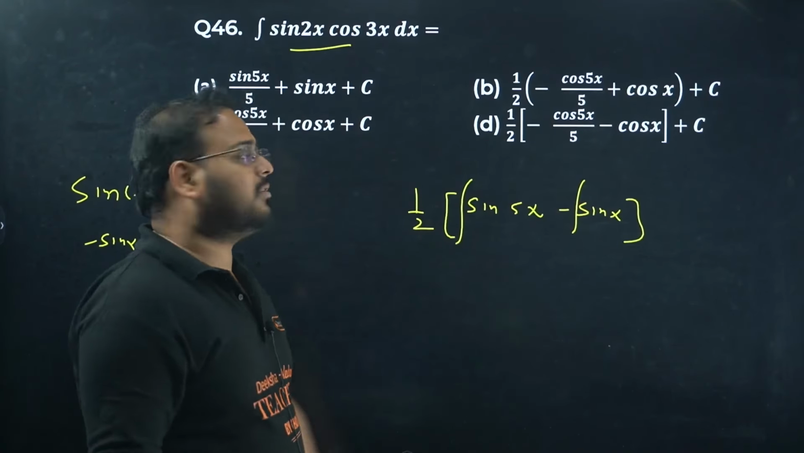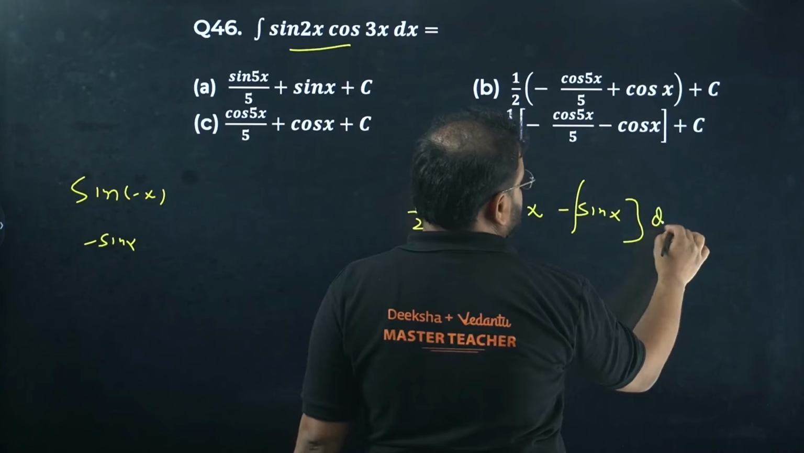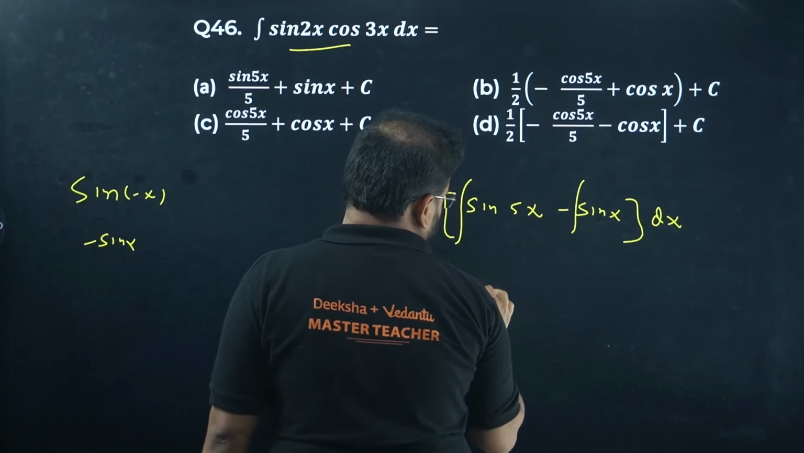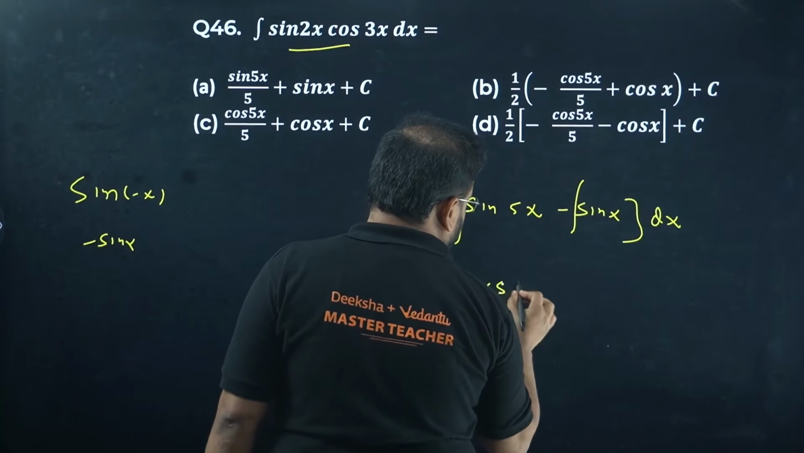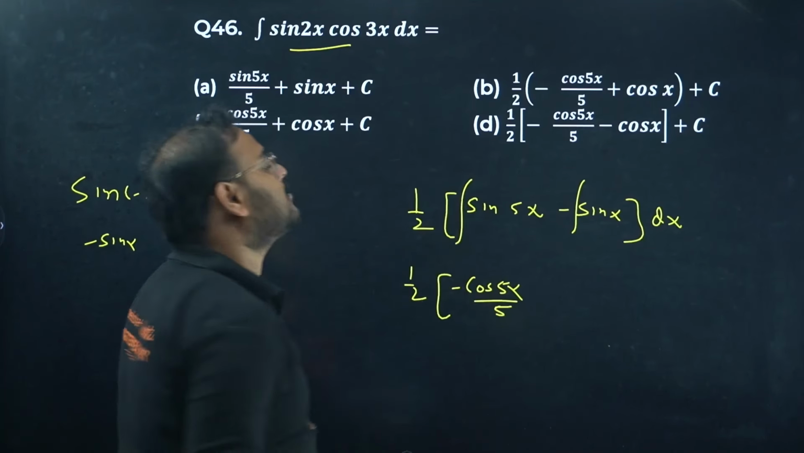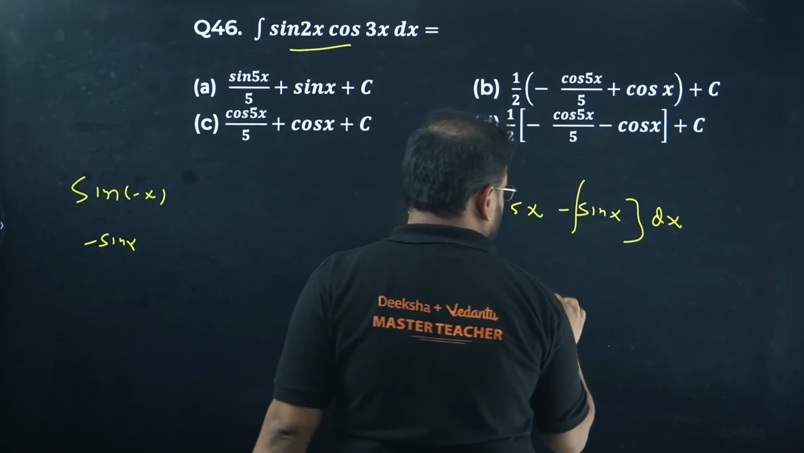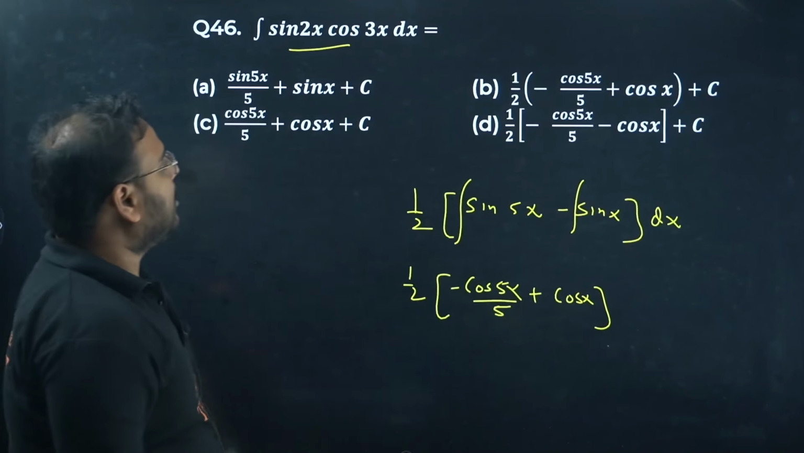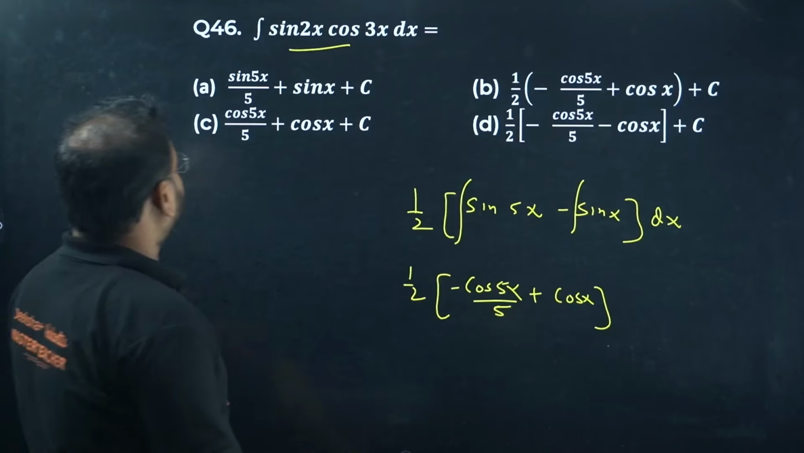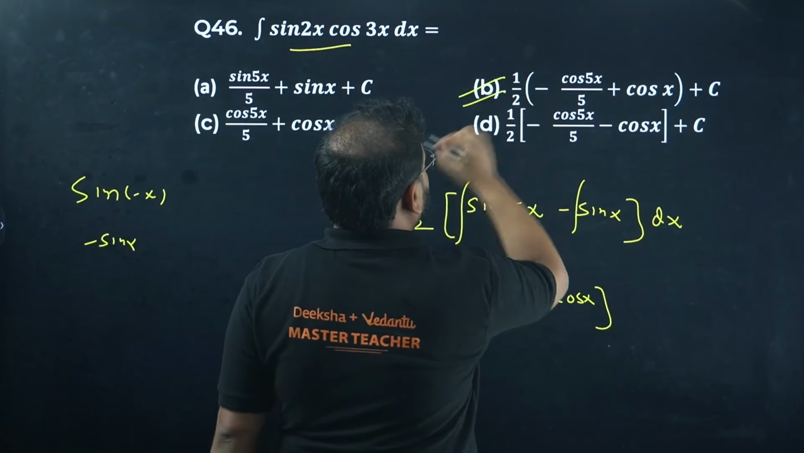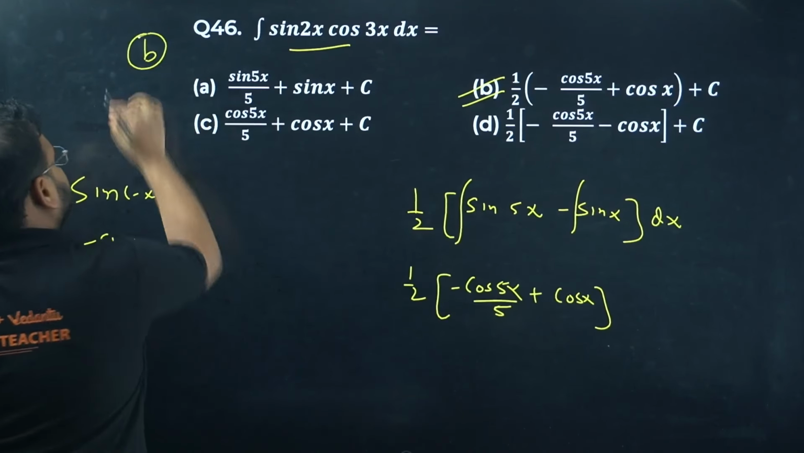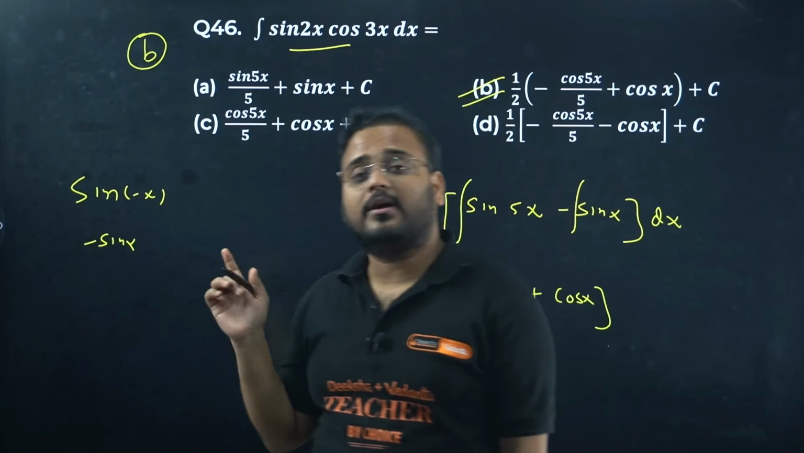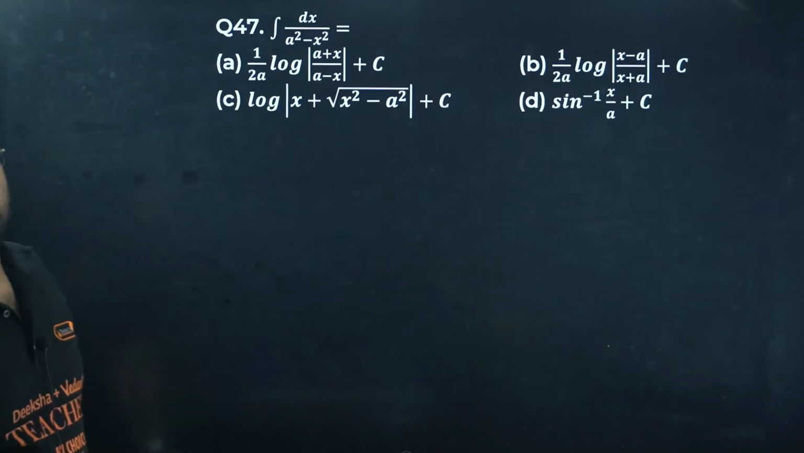This is simple, there's just a change of the function. It's not substitution over here. Integrate, 1 by 2 is outside. It will become minus cos 5x by 5. Again, it will become plus cos x, because we have a minus sign. Answer is B. A question like this can also come in the exam.